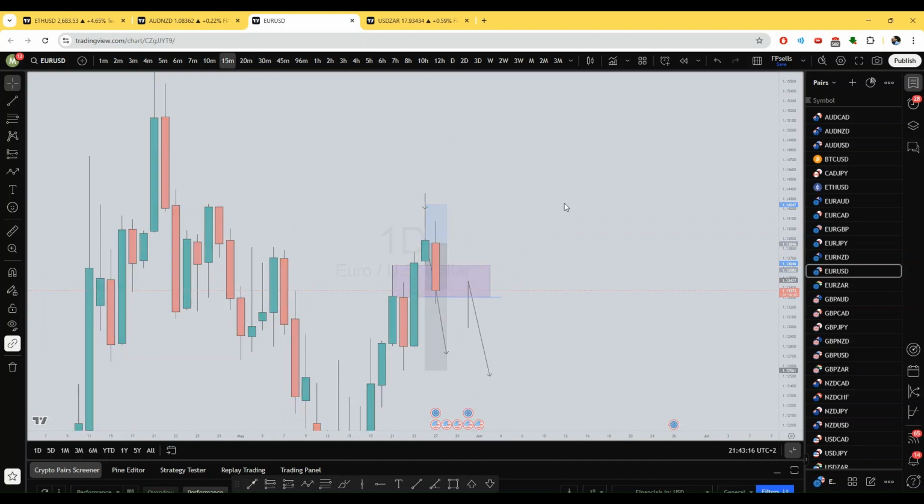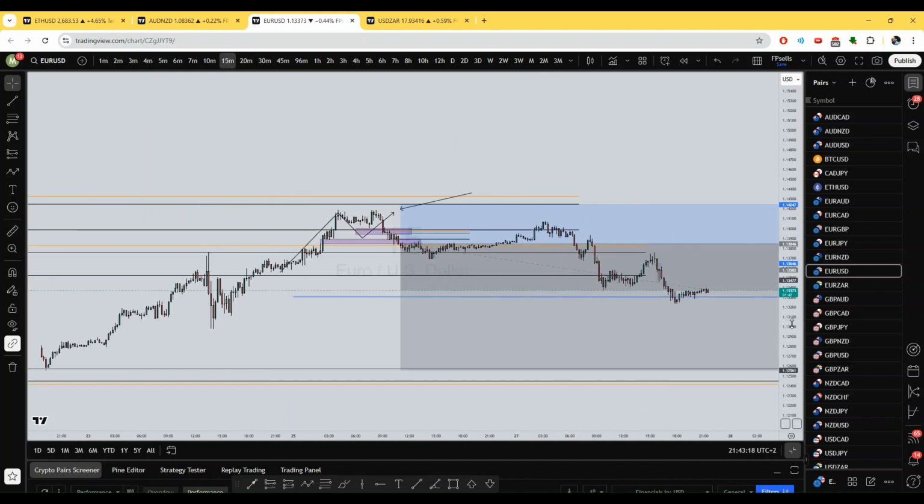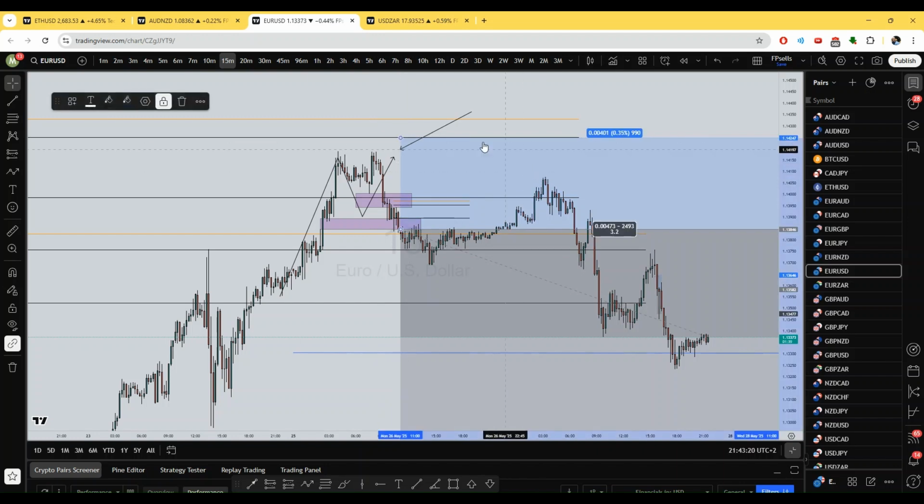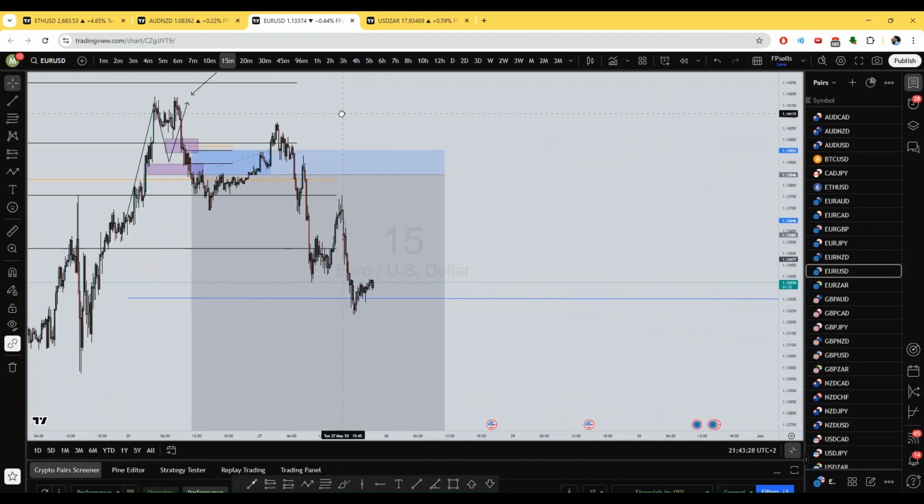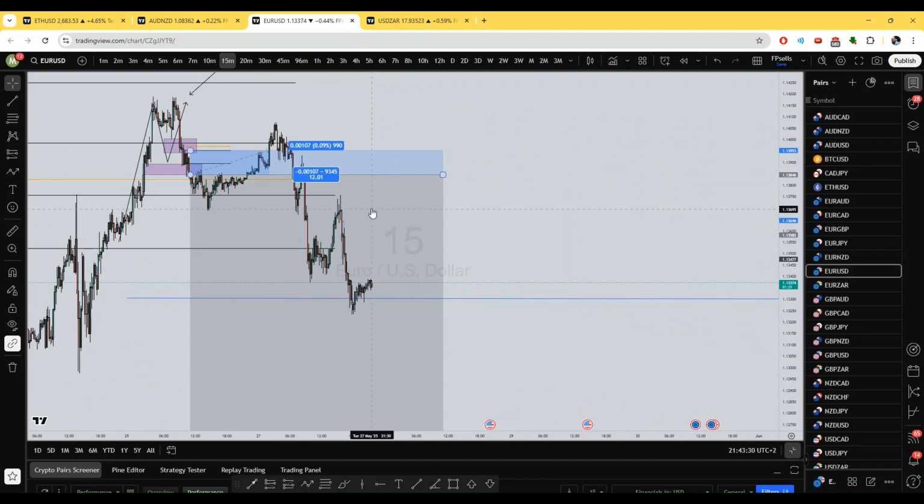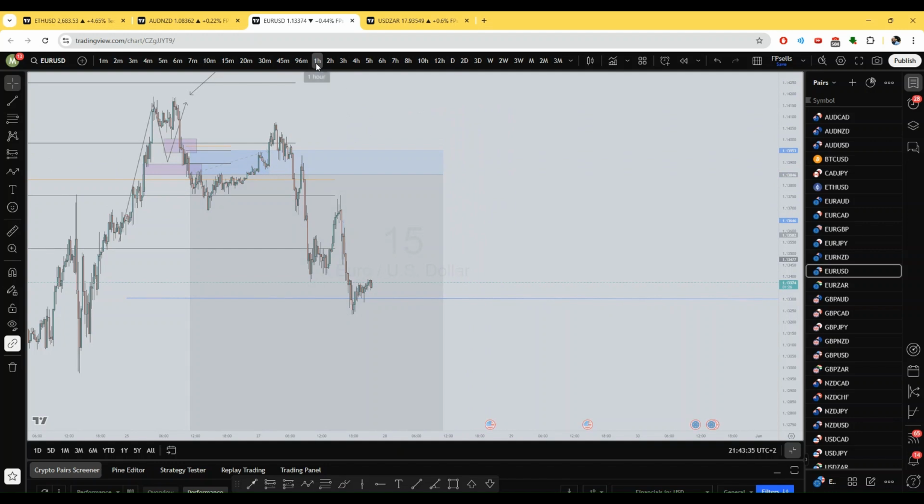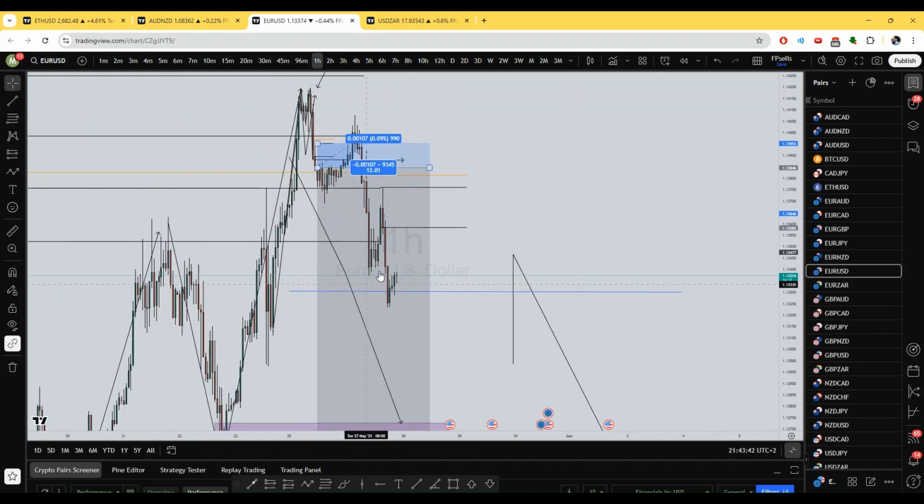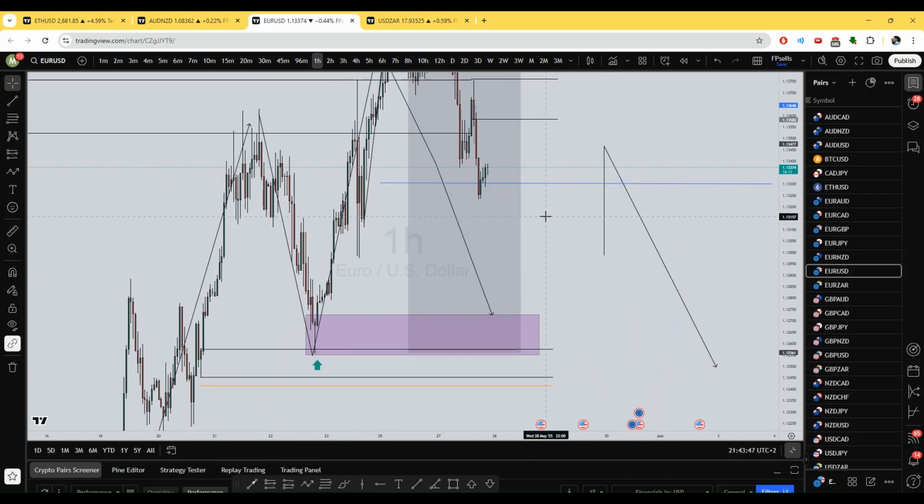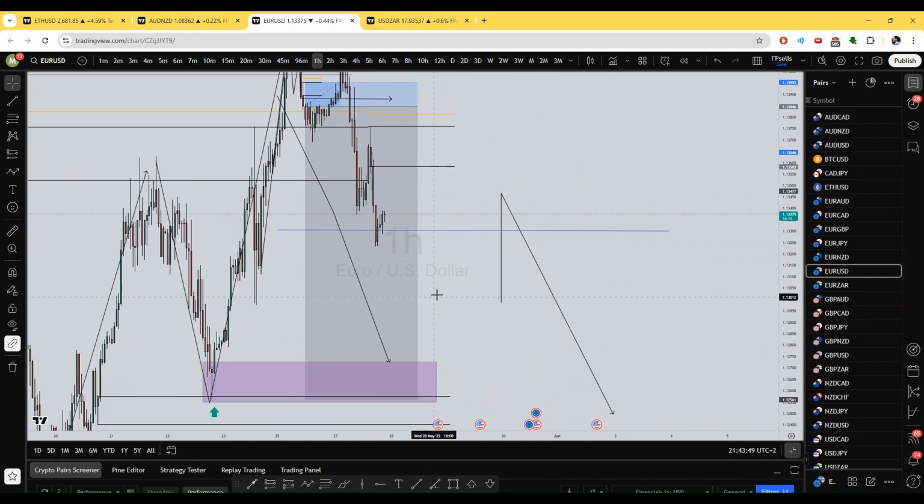And in terms of entry, I think I can move my entry down to this level here. So I have multiple layers of protection, the biggest one being this one here. So if we break above this, there is a high probability that we might see a continuation to the upside. But otherwise, I'll be targeting these lower levels here.